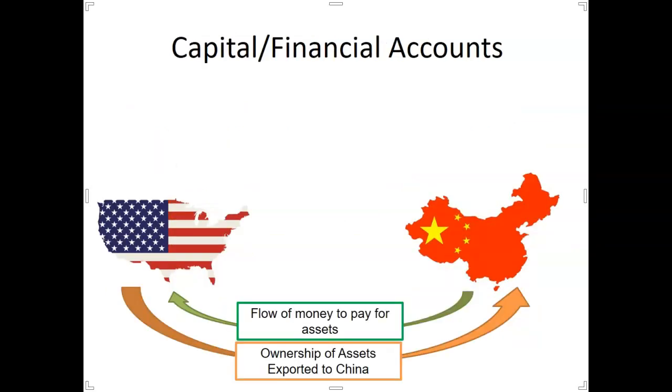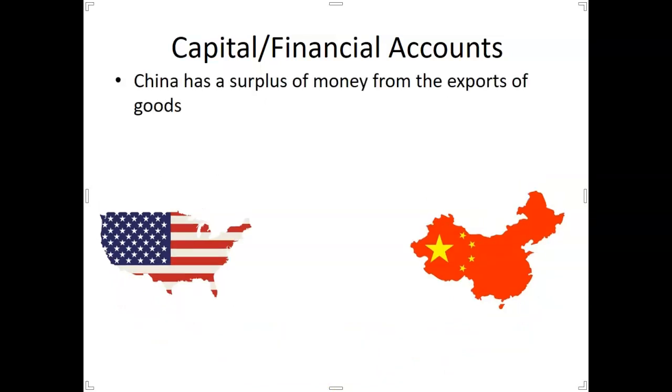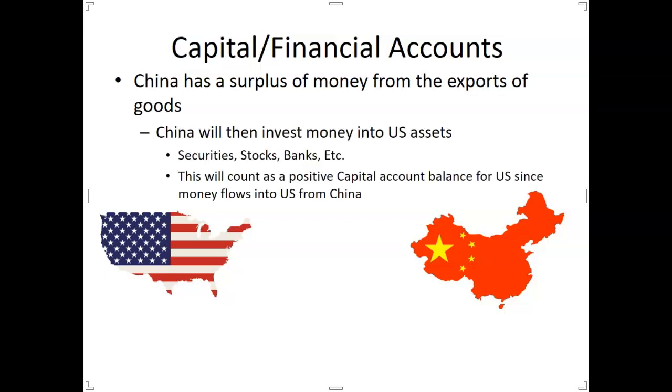On the other side, we have the capital and financial accounts. The capital and financial accounts measure the net flows of financial claims. They include transactions in financial instruments and central bank reserves. Again, what we're doing is following the money. So the flow of money pays for things like assets, and instead you get ownership of assets exported to, again, China. What do I mean? Based on the net exports from that current account, China has a surplus in its current account, which means it has more money than it spends. So where does that money go? Well, they're going to loan it out.